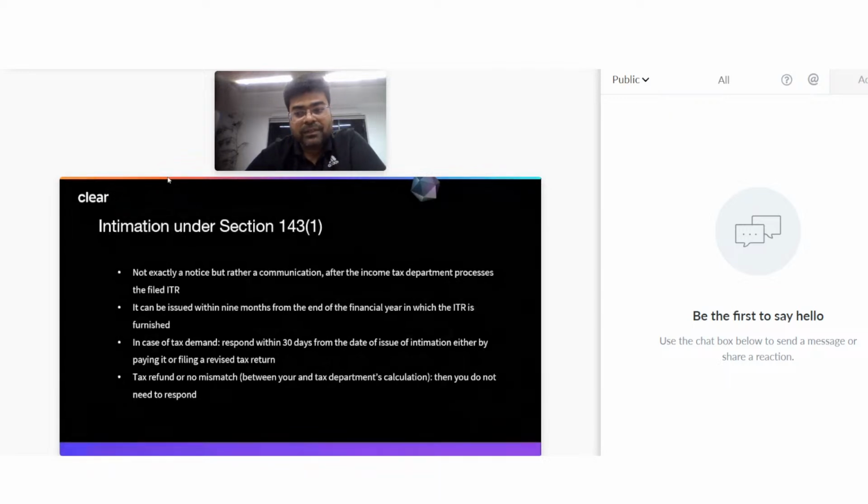Now, if you are not receiving the intimation within that due date, that means whatever information you have provided in your income tax return has been deemed to be accepted and your return is deemed to be processed, right? Now, in case you are getting a tax demand, please make sure to file your revised tax return within 30 days with corrected claims and everything, right?